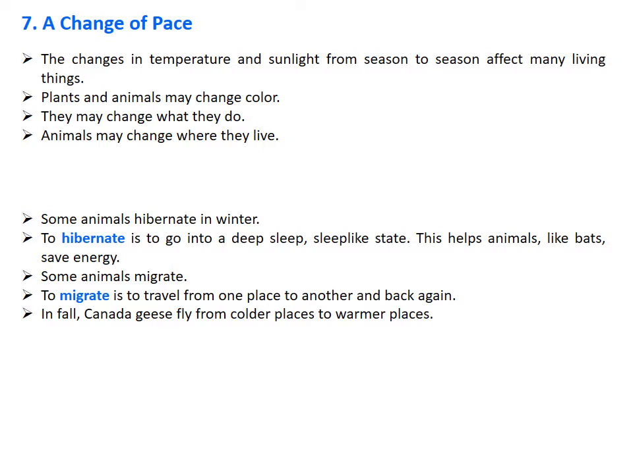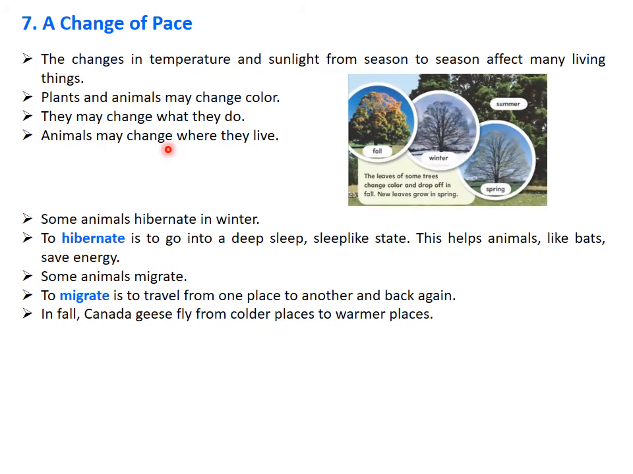Now we are going to see how the changing seasons affect living things. The changes in temperature and sunlight from season to season affect many living things. Plants and animals may change color. They may change what they do. Animals may change where they live. In this picture, you can see that the leaves of some trees change color and drop off in fall. New leaves grow in spring.